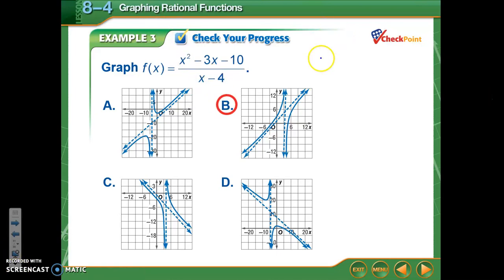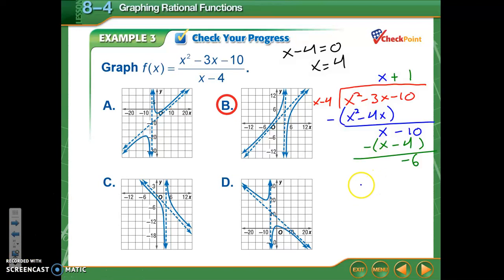All right, the answer here is B. You should have gotten the vertical asymptote by setting the denominator equal to 0. So x equals 4. That's where it's undefined. To get the oblique asymptote, we do long division. This is what your long division process should look like.